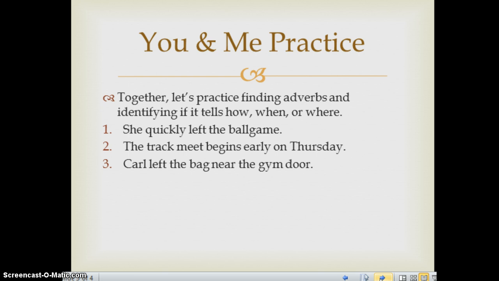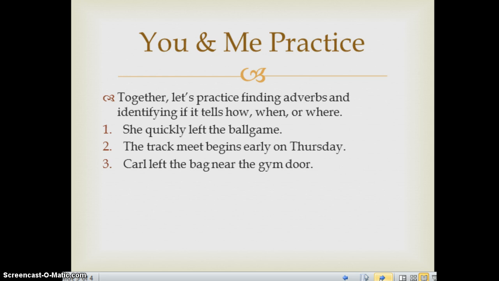Okay, in our practice together, we have three sentences to look at. She quickly left the ball game. The verb, the action that we can show or the state of being, would be left. So how did she leave? When did she leave? Or where did she leave? The adverb that answers that question is quickly. How did she leave? She left quickly.